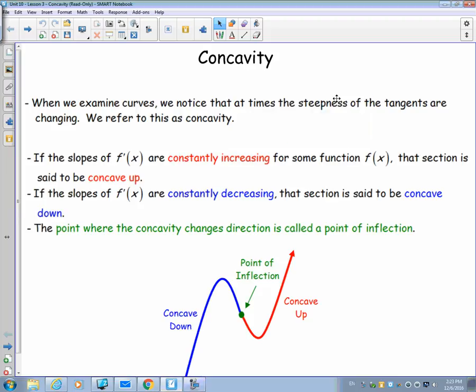In this lesson, we're going to take a look at the idea of concavity. Concavity is a mathematical word for examining how your rate of change itself is changing, how the steepness of your tangents is changing. Okay? So if we have a function that goes up and down, okay?